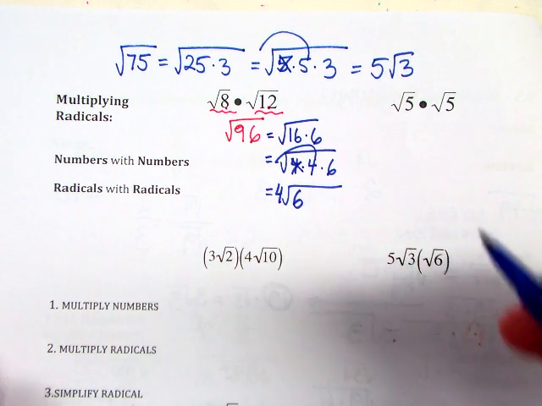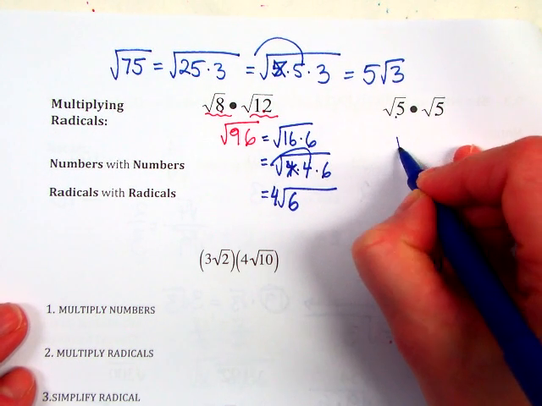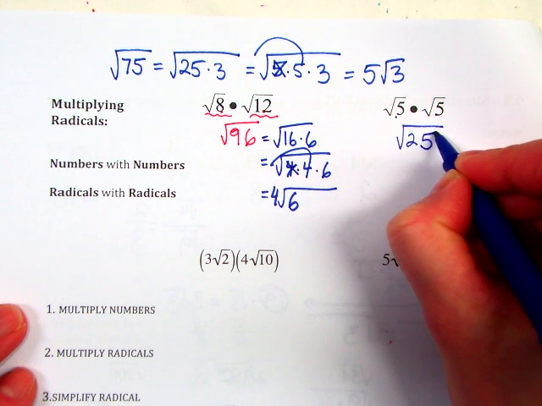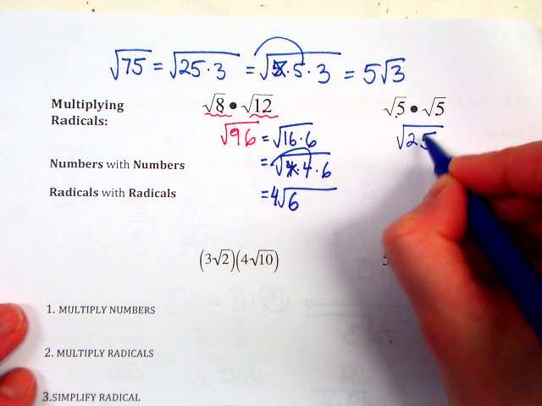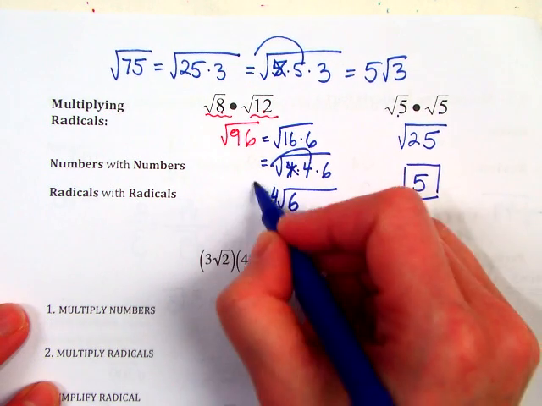The next one is when you multiply square root of 5 times square root of 5, well, that gives you the square root of 25. But this should remind you, this is a perfect square, so the square root of 25 is just 5.